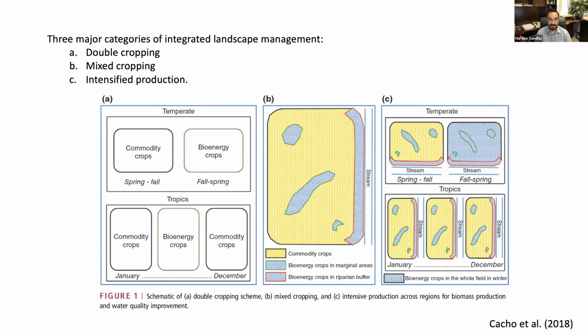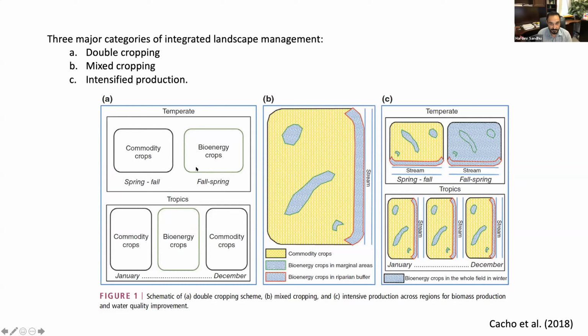So here I have three major categories of integrated landscape management. First is double cropping. We can also call it crop rotation, where you rotate commodity crops with a bioenergy crop. And then there is mixed cropping and intensified production. In the figure over here, A is double cropping, where in temperate regions you can get two crops, and in the tropics you can get up to three crops. So you are actually rotating the commodity crops with bioenergy crops.